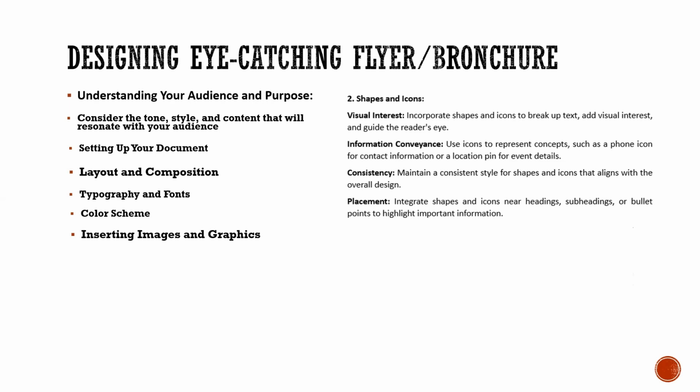When you are trying to read the text, you're trying to imagine what this person is talking about, but immediately an image that relates to the text comes in. Are they talking about a blender? Or are they talking about this? You understand? Those images give a better explanation of it. So it's very important to use them to break text. The second is information conveyance. Use icons to represent concepts such as phone icons for contact information or location pins for event details.